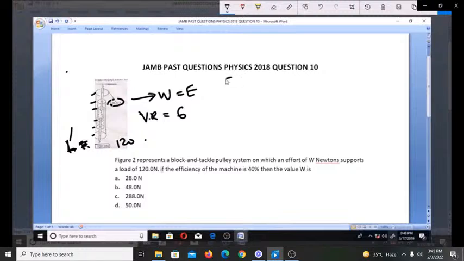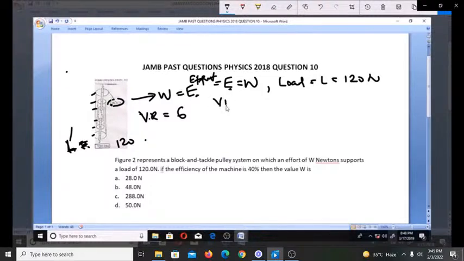So from what is given, we have E to be equal to W, which is the effort. E equal to W, and that is what we are told to calculate. We have L, which is load. Load is equal to L, which is equal to 120 Newton, is given. So E is equal to effort. We are supposed to know all this. This is basic things in calculations.